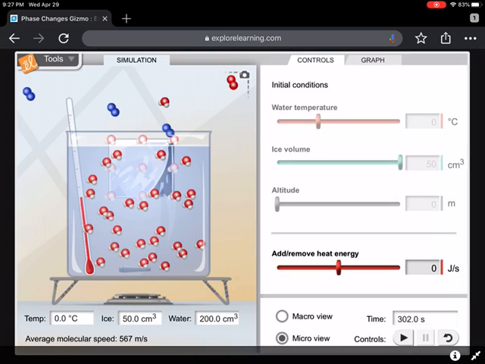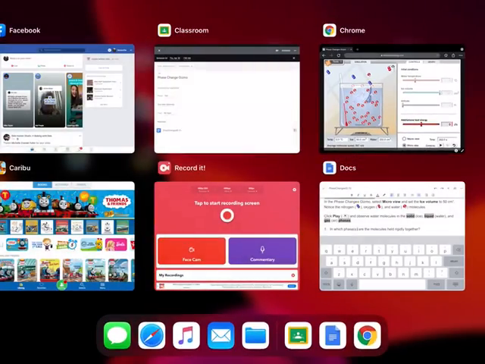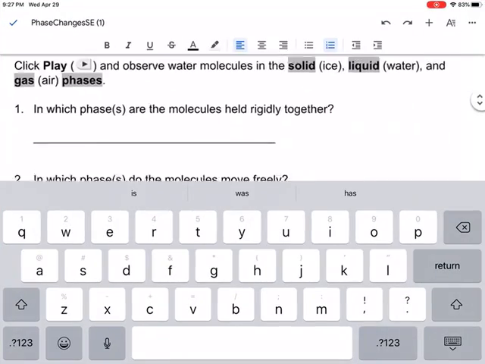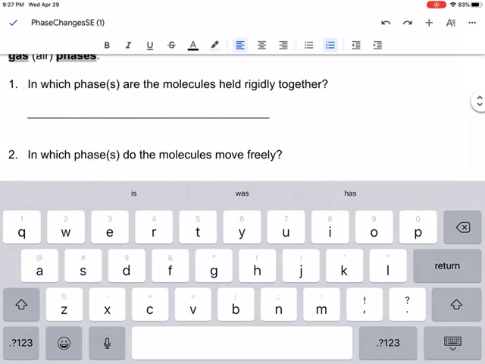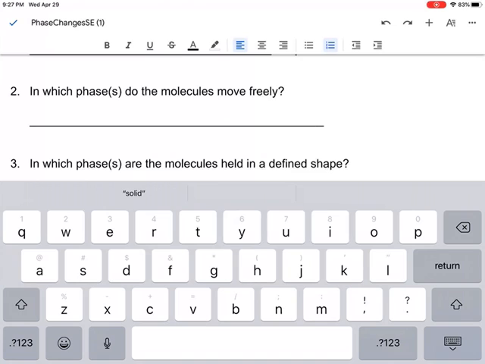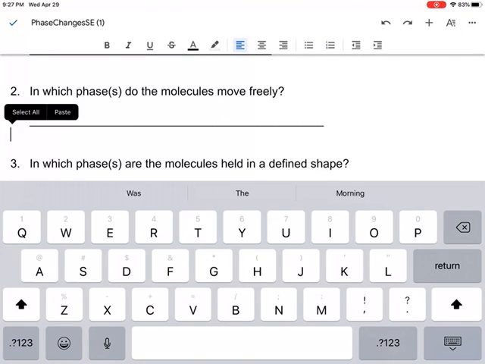Okay, we noticed how everything's moving. Should be able to answer these questions. In which phase are the molecules held rigidly together? Well, that would be the solid. They were just shifting back and forth quite slowly. In what phase do the molecules move freely? That would be up in the gas chamber.